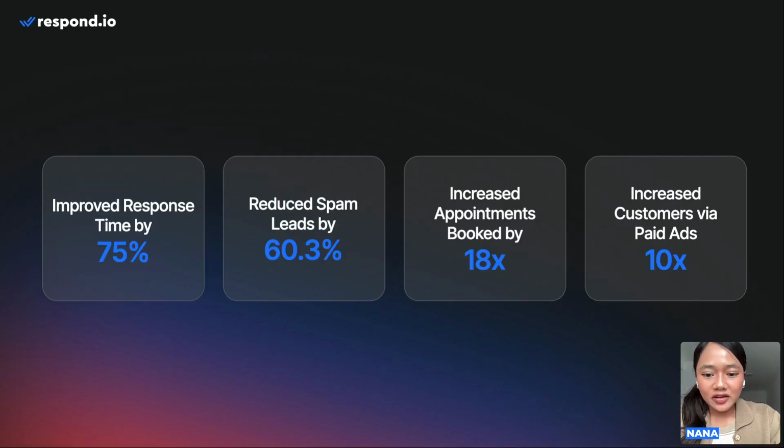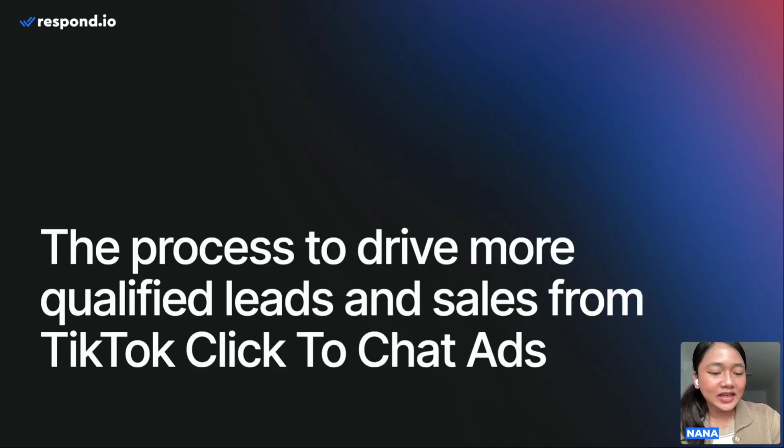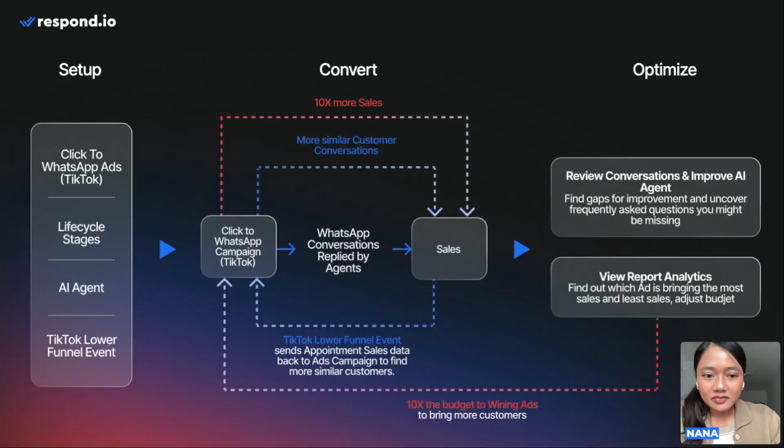All right, so you might be wondering, how did they get there, right? So the key was having a clear process for what happens after someone clicks the ad. Because with TikTok click to chat ads, the ad doesn't end at the click. Okay, the real opportunity starts when the conversation begins. So to turn those conversations into qualified leads and sales, we'll break it down into 3 parts: set up, convert, and optimize. So first, setup is about making sure the foundation is in place.